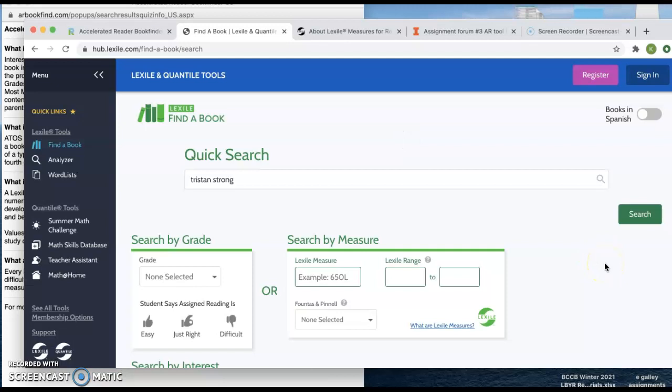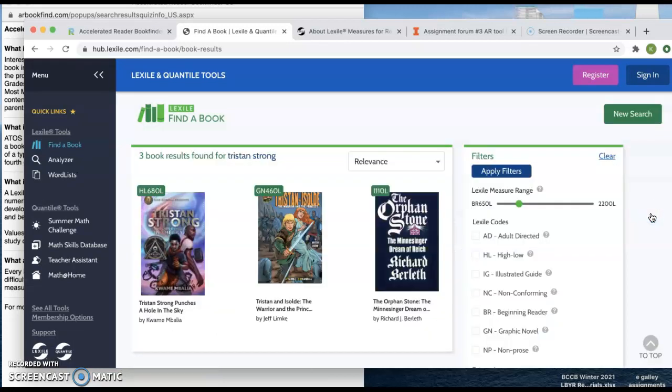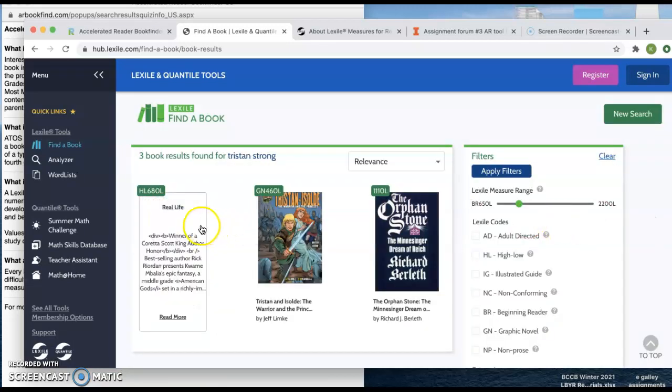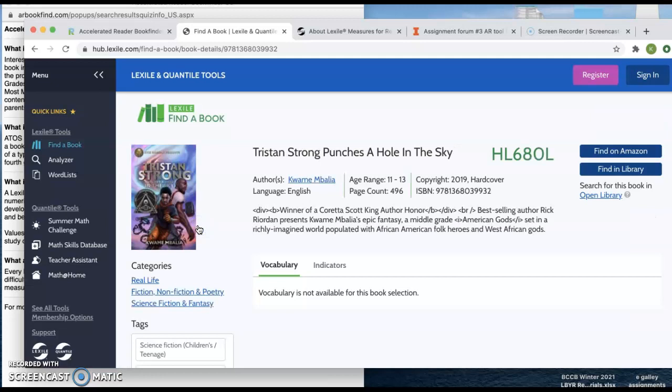I'm just doing the quick search, so I'll search, and I find out here that Tristan Strong has a Lexile level of 680L, so that's over here. The age range is 11 to 13. Now remember, these are not set in stone or anything like this. This is where you have your wiggle room. But it lines up with what we saw in AR, which is the middle grades. So now we have that general idea.